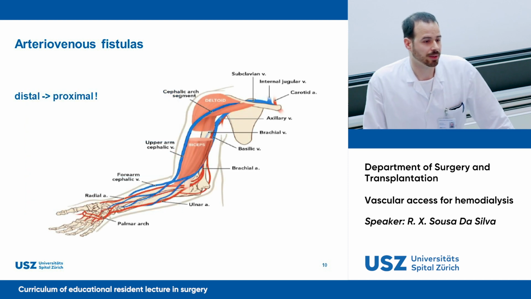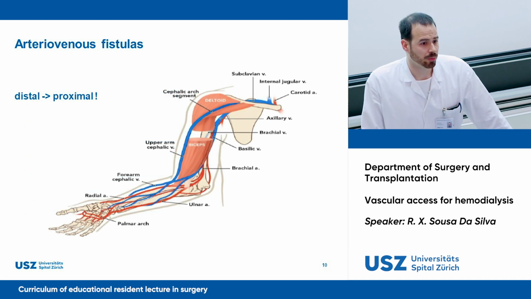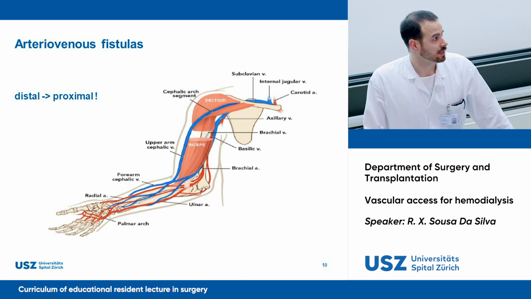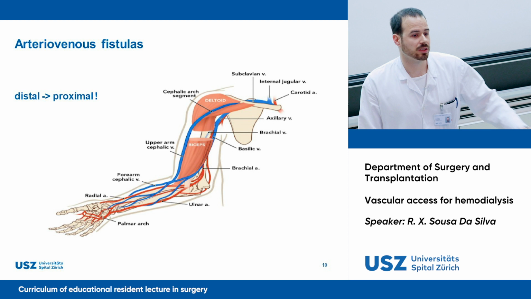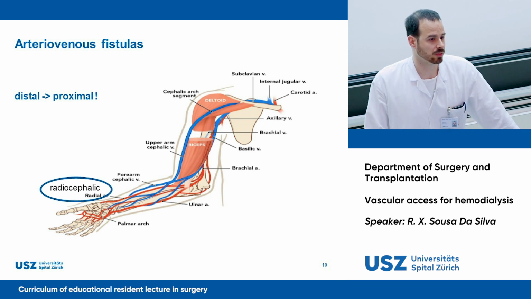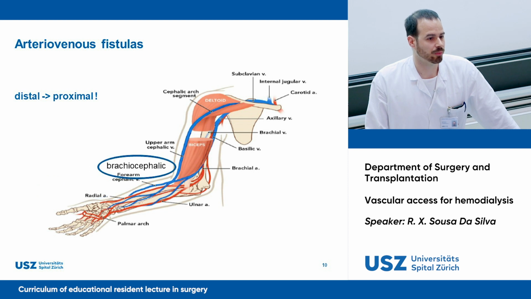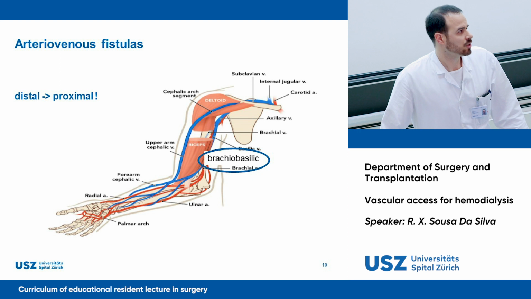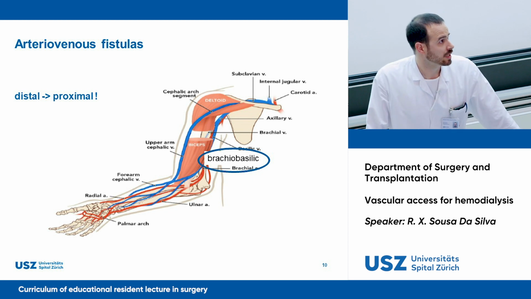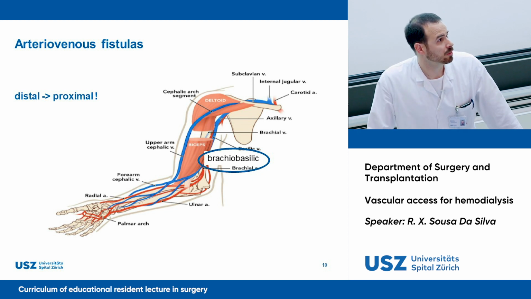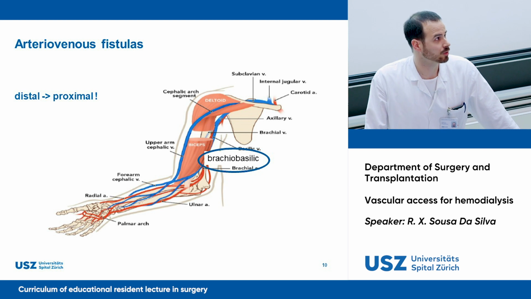So here again, start distally and go proximal. The reason is exactly the one I said. If you start distal and it's not working, you can always go a step more proximal. So you start with the radiocephalic fistula, then you go to a brachiocephalic fistula and brachiobasilic. Imagine you do a brachiobasilic first and it's not working, then you have a problem with your runoff and you can't go distal anymore.